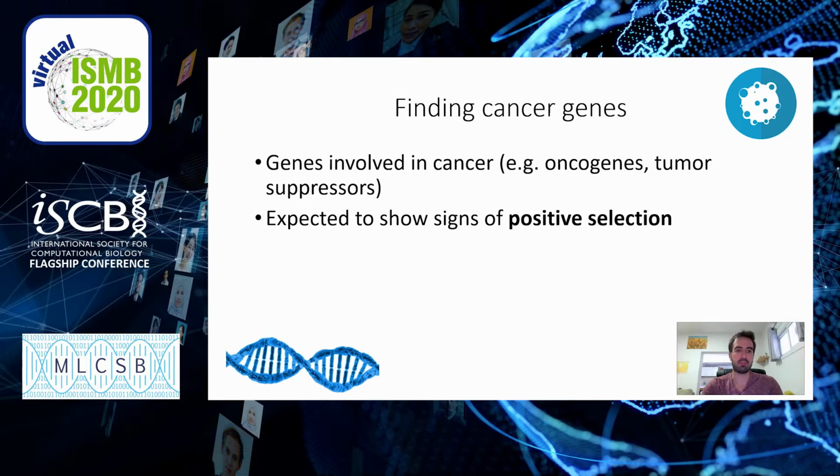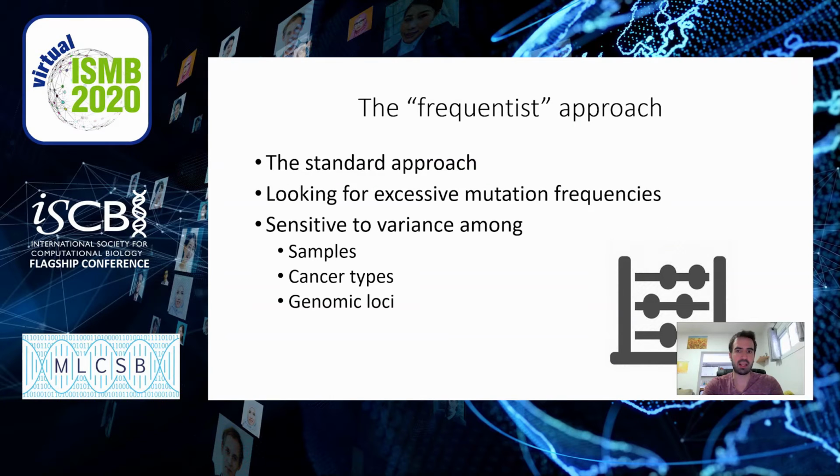And the way to find those genes is to detect signs of positive selection in tumor. So within tumor, we expect those genes to accumulate genetic alterations. Now, the classic way to find those mutations is what we call the frequentist approach, which is basically just a counting game. So here we try to look for genes with excessive mutation rates. This means genes that have more mutations than you would expect under normal conditions.